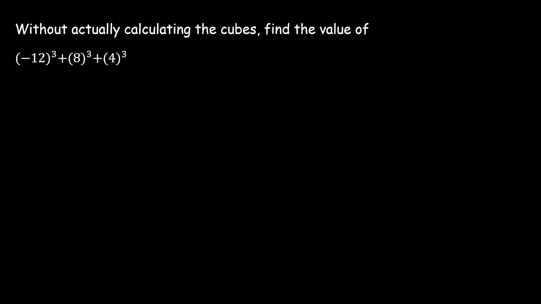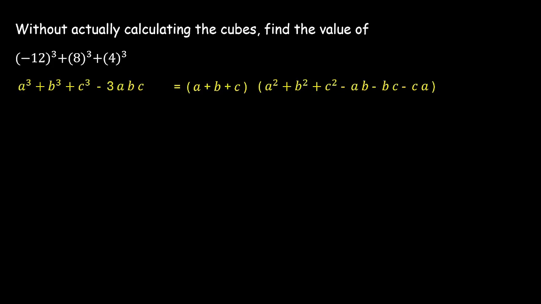Now this is a very, very interesting question, because we are not able to judge very quickly what identity to use here. It says, without actually calculating the cubes, find the value of minus 12 cube plus 8 cube plus 4 cube. Well, we only have one identity which has 3 cubic terms. But that identity also has a negative 3abc along with it. And its expansion is this.